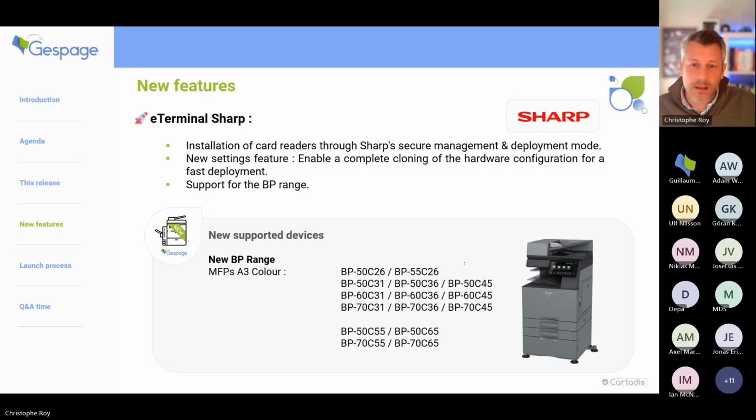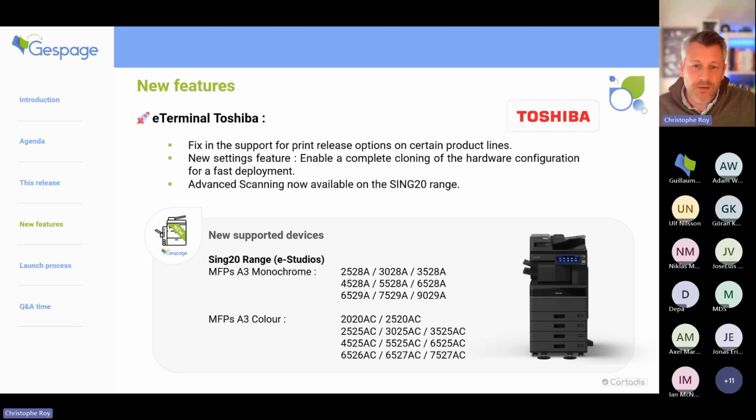All right. Next step, Toshiba. With Toshiba, we started with a quick fix for the print release options on certain product lines. That was sometimes a little bit complicated. It's now fixed. We've got the possibility to clone the hardware configuration as well on the Toshiba platform. And now the advanced scanning feature is available on the Sync20 range. So all these new devices are now covered by the advanced scanning feature in the embedded terminal.